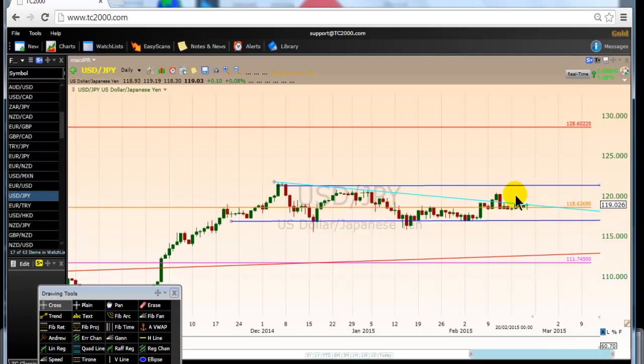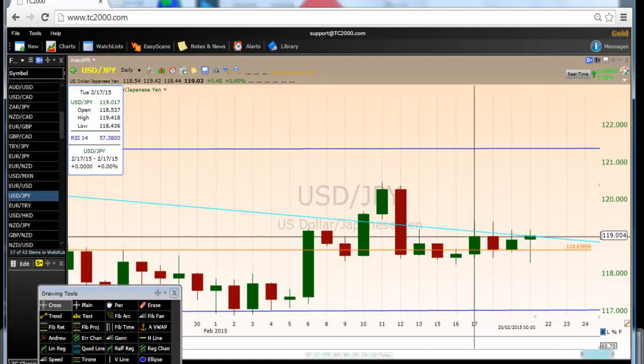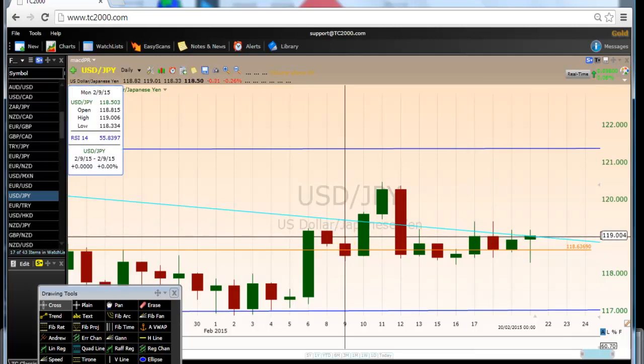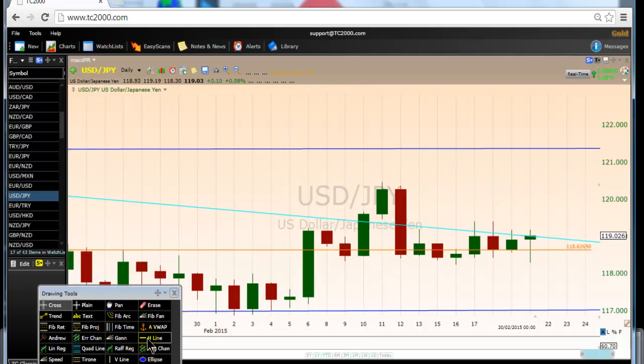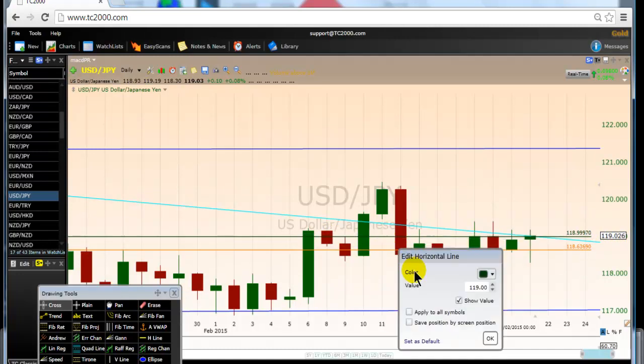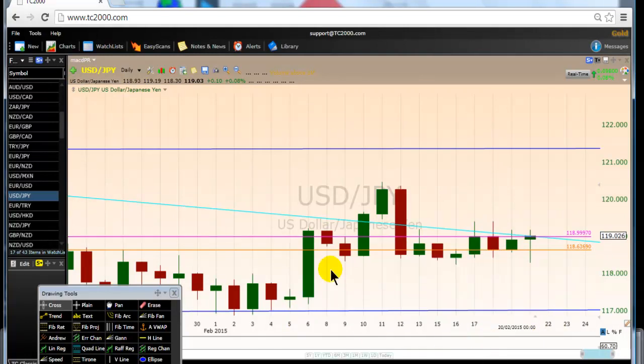Let's zoom into it, my friend. This is on the daily chart. See, there's a resistance here at 11900. You want me to draw it? Okay, let's draw it, my friend. Roughly in the zone of 11900. That's it. It's showing 11902, but just think of 119. Let's color it pink to please the ladies.